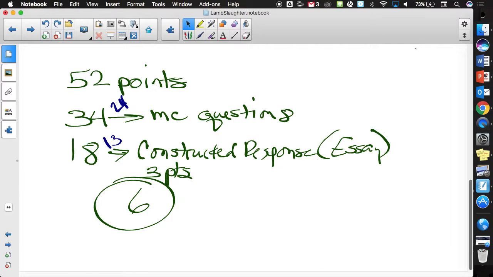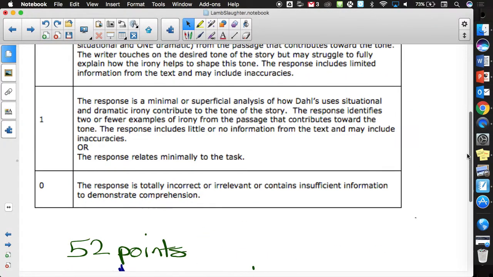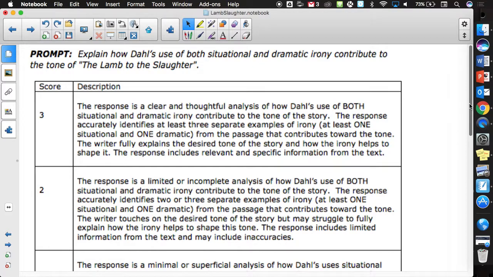So take a look at this sheet here. At the top, you have the question where it says prompt. This one is made specifically to go with Lamb to the Slaughter, since that is the story we have just read. Explain how Dahl's use of both situational and dramatic irony contribute to the tone of Lamb to the Slaughter. Key words we want to look for to make sure we understand are situational, dramatic irony, and then we were talking a little bit yesterday about what kind of tone. So essentially what you would have to be explaining is how those examples of irony in the story contribute to the tone of Lamb to the Slaughter.